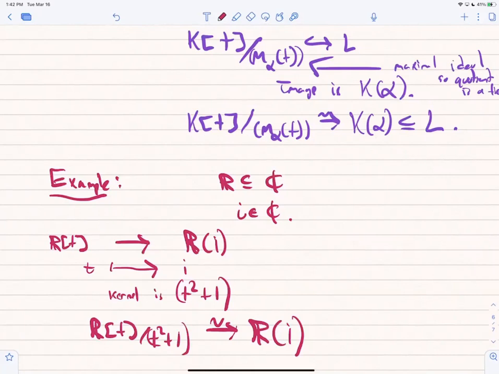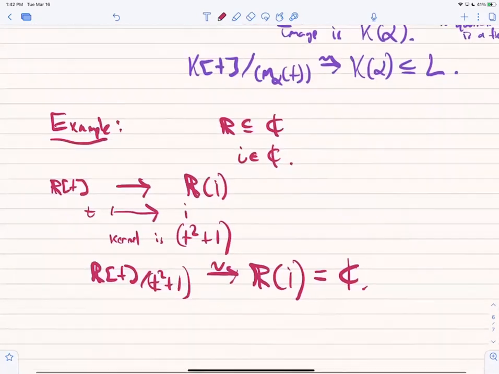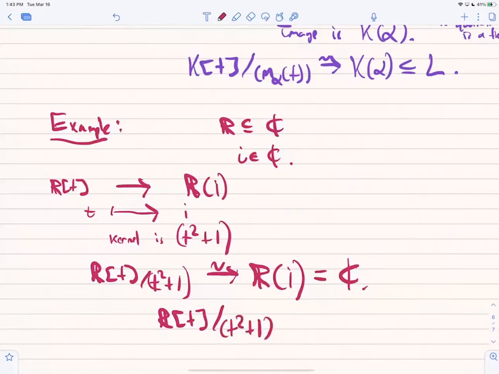But of course, I already know that C, as a real vector space, is spanned by i. So this small subfield is just the complex numbers itself. So I get an isomorphism from this abstractly constructed field, R[T] mod T squared plus 1, to this more concrete field I already had, maybe from a more analytic perspective, the complex numbers.